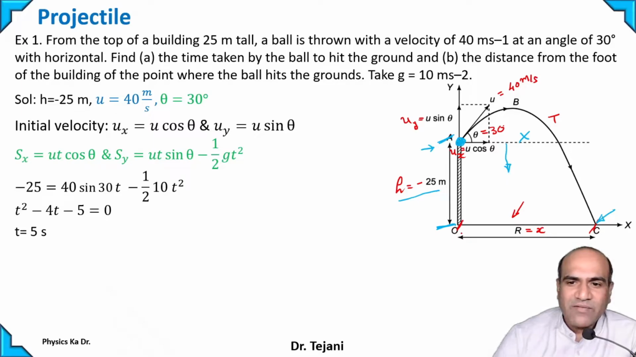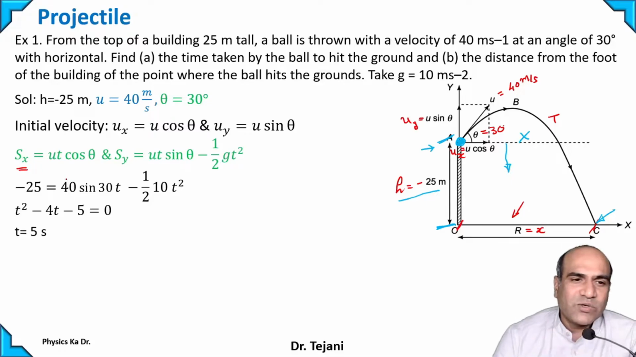Now what next? Now we need to find the distance from the foot of the building to the point where the ball hit the ground. That means the distance from O to C. That is the range. So see, horizontal ux, or simply you can say sx, is useful here.